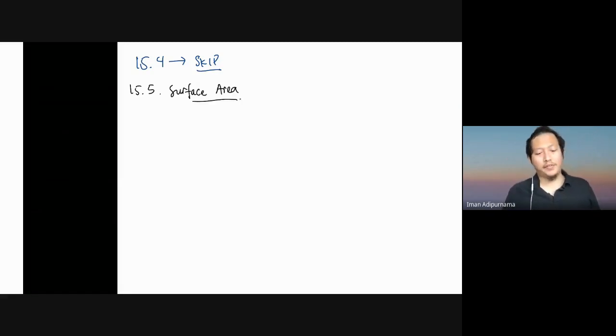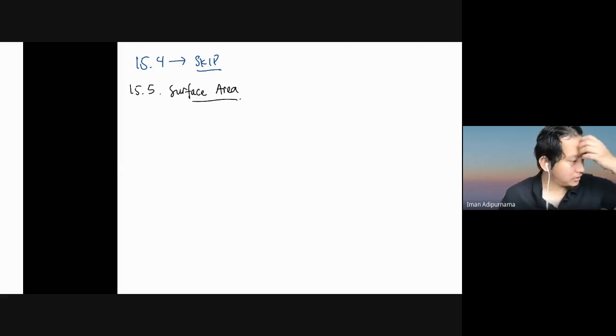Because some part of 15.4, I believe you have learned more or less in physics. I will skip that, so it won't be on any exam. So we just skip it. Okay, so surface area.